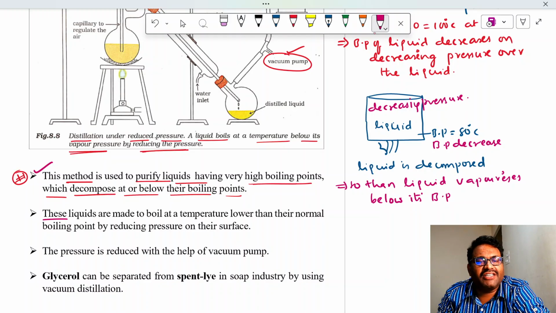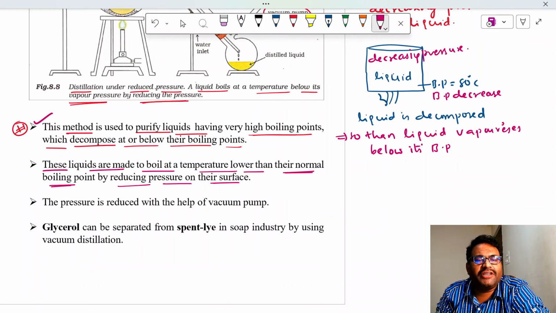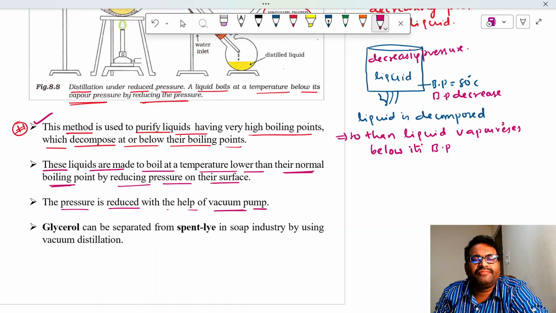So these liquids are made to boil at a temperature lower than their normal boiling point by reducing pressure on their surface. On the surface of the liquid, we are reducing the pressure so that they will boil below their boiling points. Next, the pressure is reduced with the help of a vacuum pump. This point is very, very much important. Several times this point is asked.